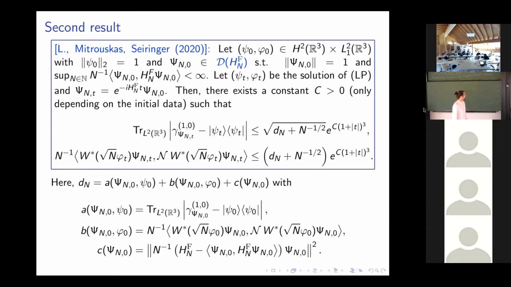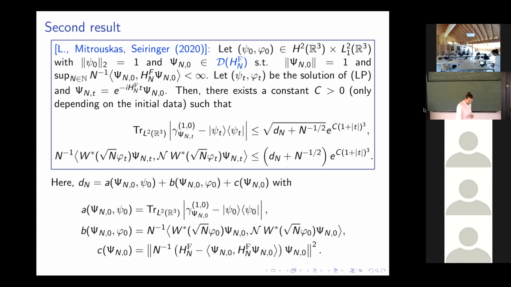Again, we evolve the states according to the two dynamics, and then we can show that we can approximate the left-hand side if this value d_n converges to 0 as n goes to infinity. And this value d_n consists of three functionals in which we insert the initial states. The first functional says that the particles are in a Bose-Einstein condensate. The second functional says that the phonons are in a coherent state. And the third functional says that the fluctuations around the energy per particle are small.